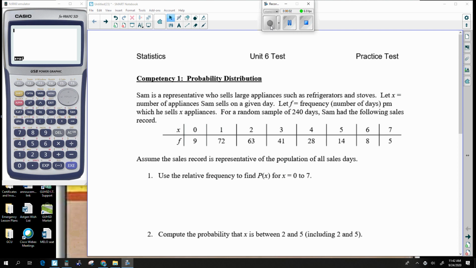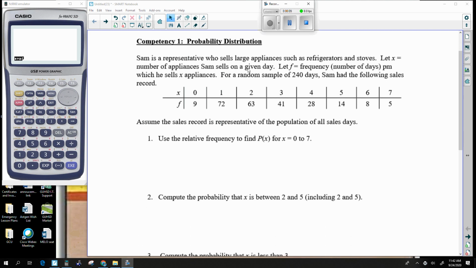All right, here we are with the practice test. This is the Unit 6 practice test. Same formulas as we've always been doing, so I'll try to hint you in and remind you of what to do as we go along, but it's pretty straightforward. All right, so let's go ahead and get started.